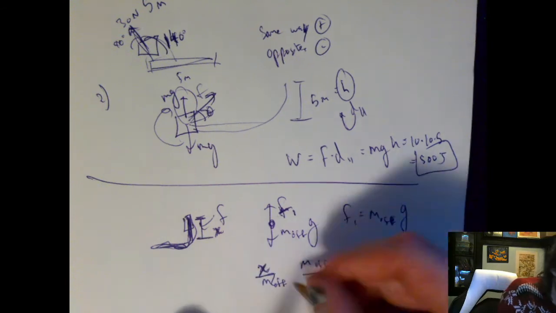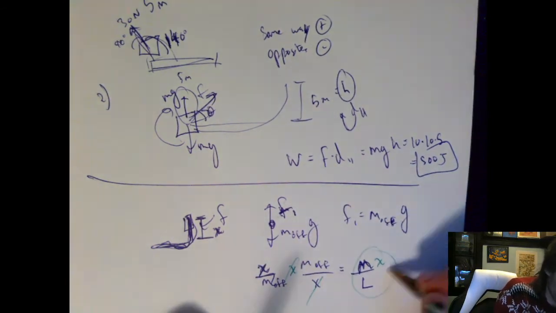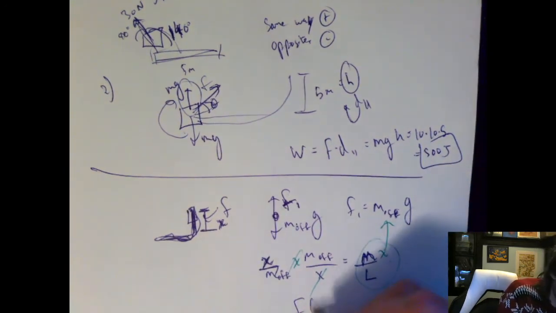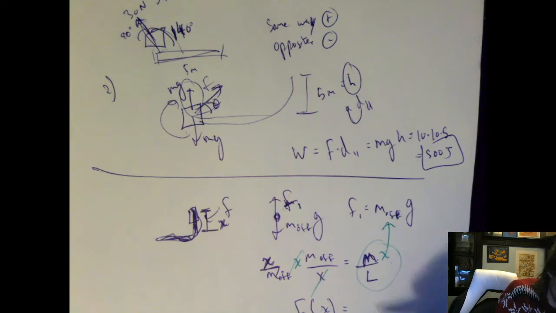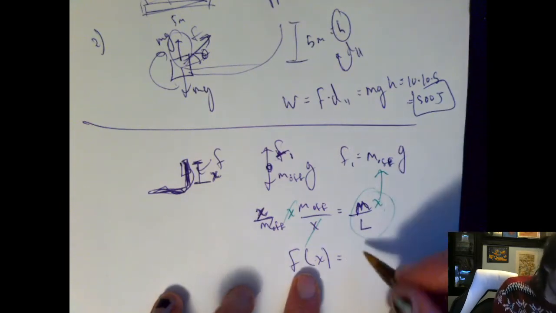This is really nice because if I multiply each side by x, then what I've got is a function for force in terms of position, which is the distance off the table, which is the distance that it's moving.